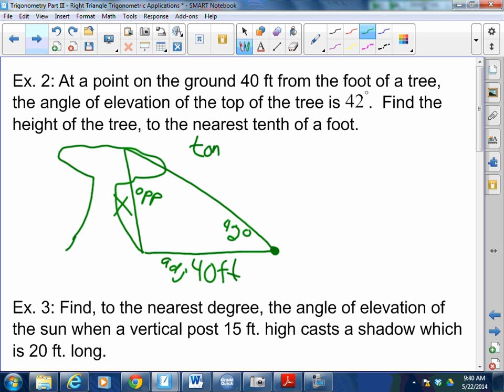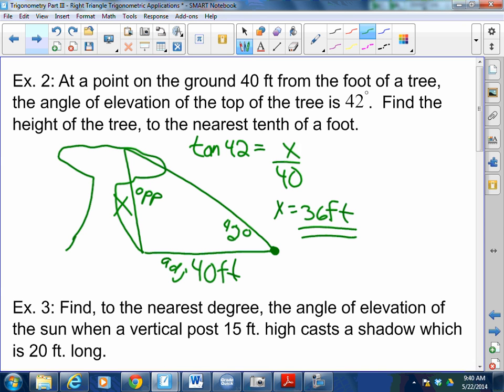Who uses opposite and adjacent? Tangent. So, a tangent of 42 degrees equals opposite over adjacent. Tangent of 42 times 40 would equal, that's going to equal 36 point, no, to the nearest foot, so 36 feet. It's 36.01, but to the nearest foot, so it's 36 feet tall. Perfect. Beautiful. Amazing. Does that make sense, gentlemen?